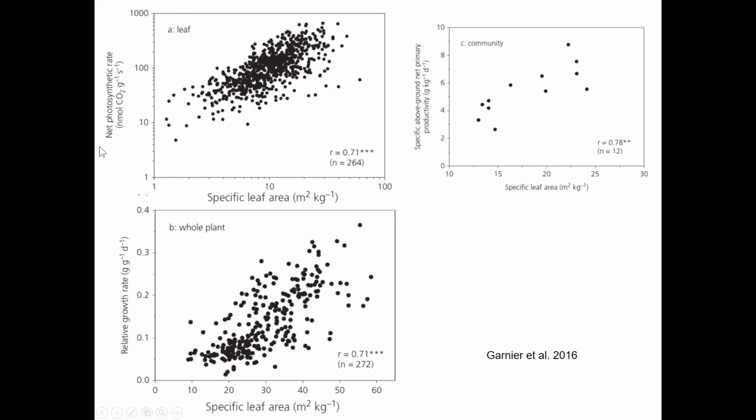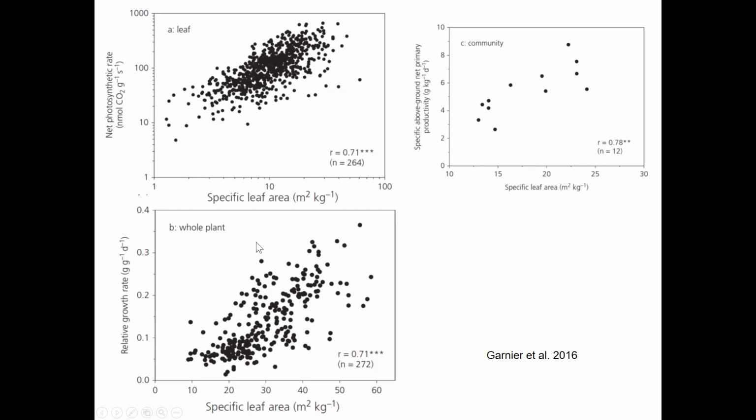On this first diagram on the left, you have the net photosynthetic rate and how that changes with specific leaf area. You can see that there is a strong positive relationship. And we can have more data because we are working at a smaller scale. But you can see that this positive relationship in the amount of photosynthetic rate, or the amount of carbon captured by the plant, is still the same even if you measure the relative growth rate at the level of the whole plant, as you can see here on the bottom.